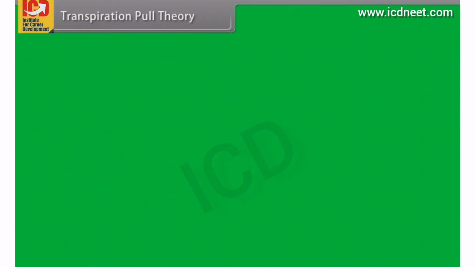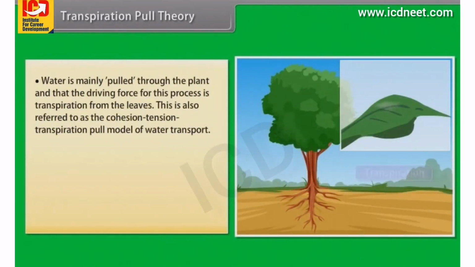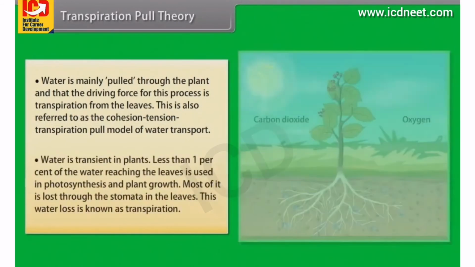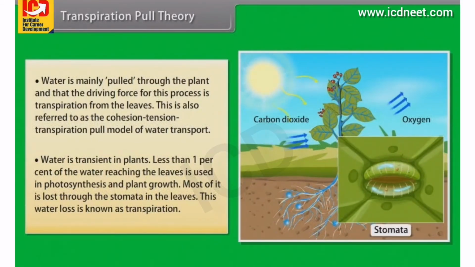Transpiration pull theory. Most researchers agree that water is mainly pulled through the plant and that the driving force for this process is transpiration from the leaves. This is also referred to as the cohesion-tension transpiration pull model of water transport. Water is transient in plants. Less than 1% of the water reaching the leaves is used in photosynthesis and plant growth. Most of it is lost through the stomata in the leaves. The water loss is known as transpiration.